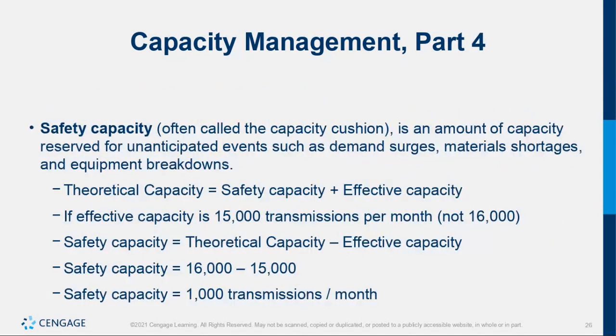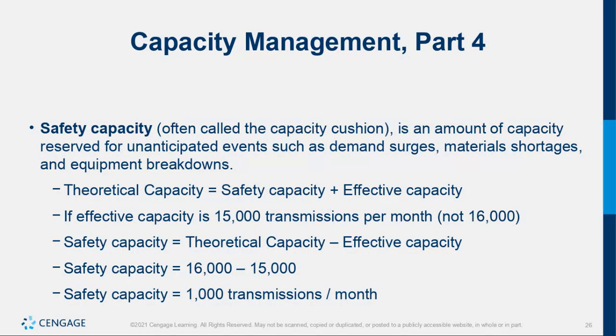So here's an example of safety capacity. And safety capacity is the cushion that you need. And I think we went over this also yesterday. So it refers to it like a pad or a capacity cushion or a safety capacity. The amount that you have reserved for unanticipated events. So a sudden increase in demand, a material shortage so that suddenly you can't make something, equipment breakdowns, etc.